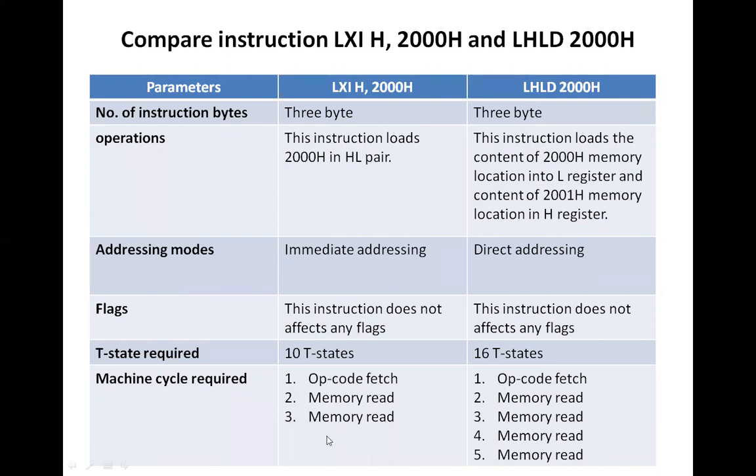In this, 3 machine cycles and 10 T states. One thing you have to be very clear about: if there is an opcode fetch operation as a machine cycle, it will take 4 T states. And if it is a memory read or memory write operation, it will take only 3 T states.